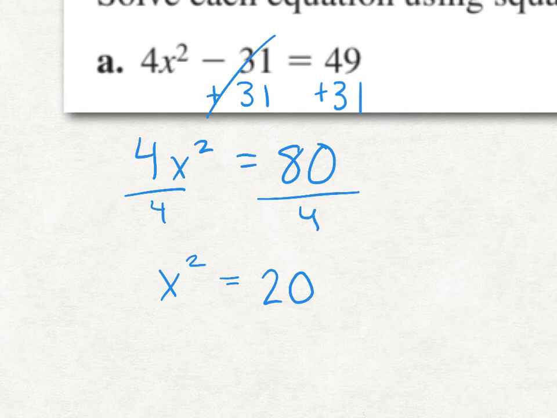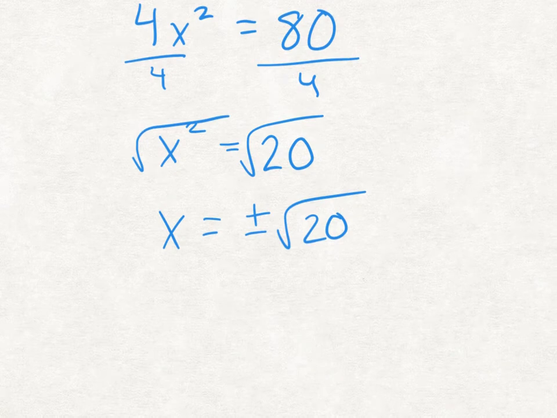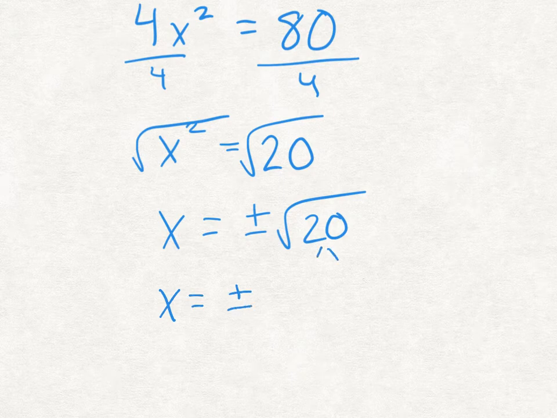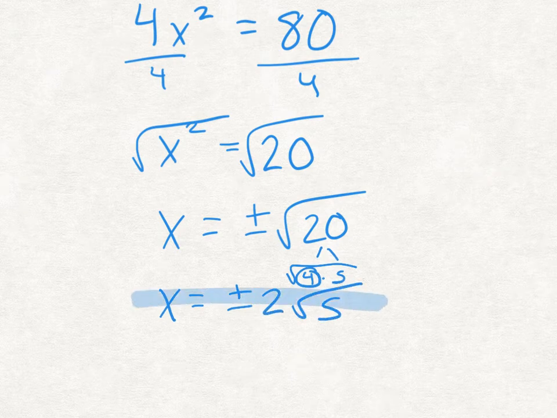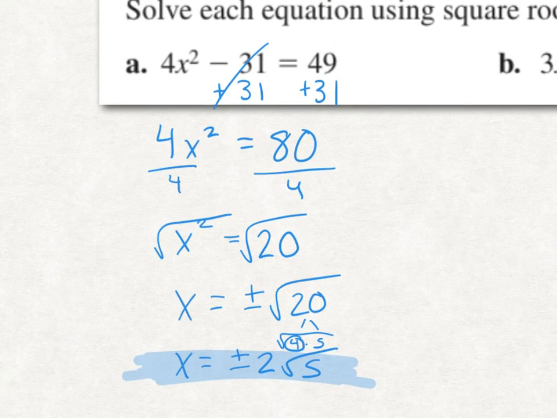Now our goal is to get x all by itself. How do we get x all by itself here? Take the square root. So we have x is equal to plus or minus square root 20. Can we simplify this? 20 breaks down into 4 times 5, and we could take out the 4, and it becomes a 2, so 2 square root 5. So these are two solutions for x. Two solutions because we have the positive and the negative.